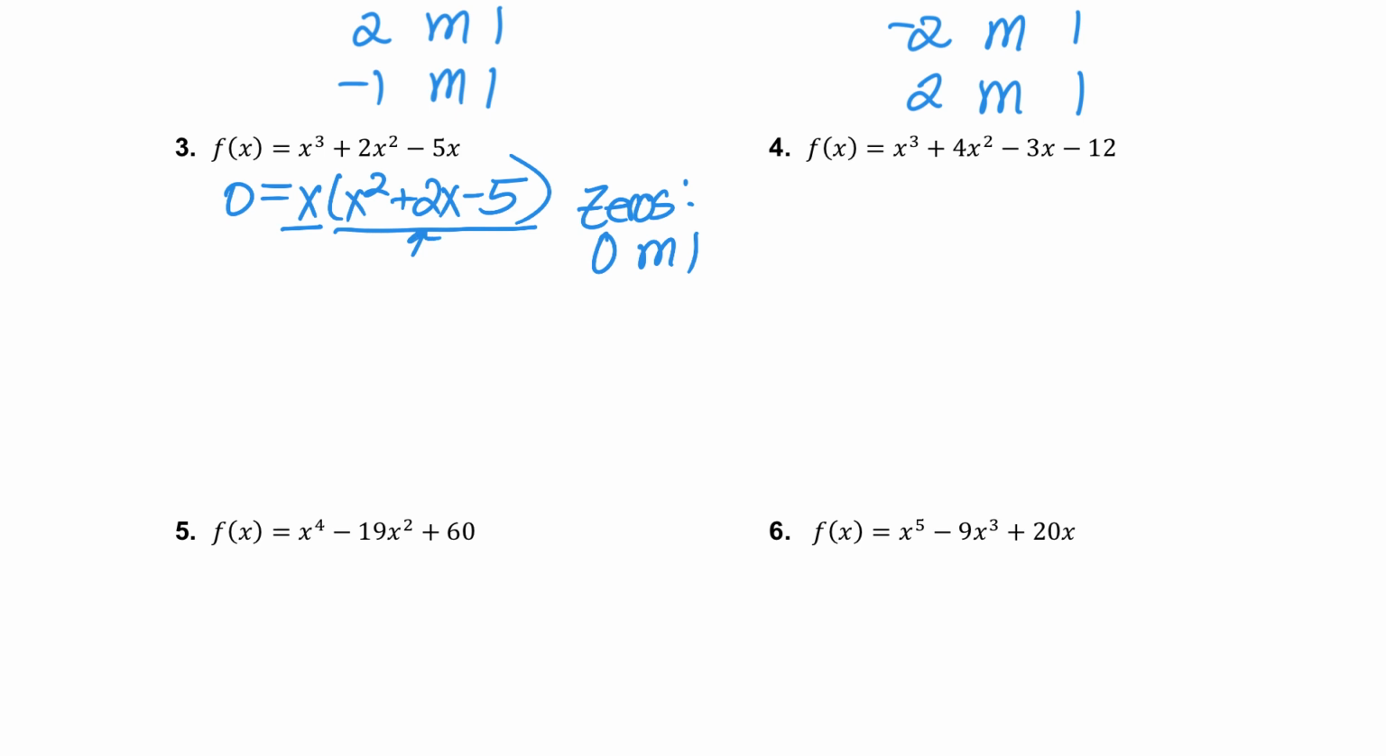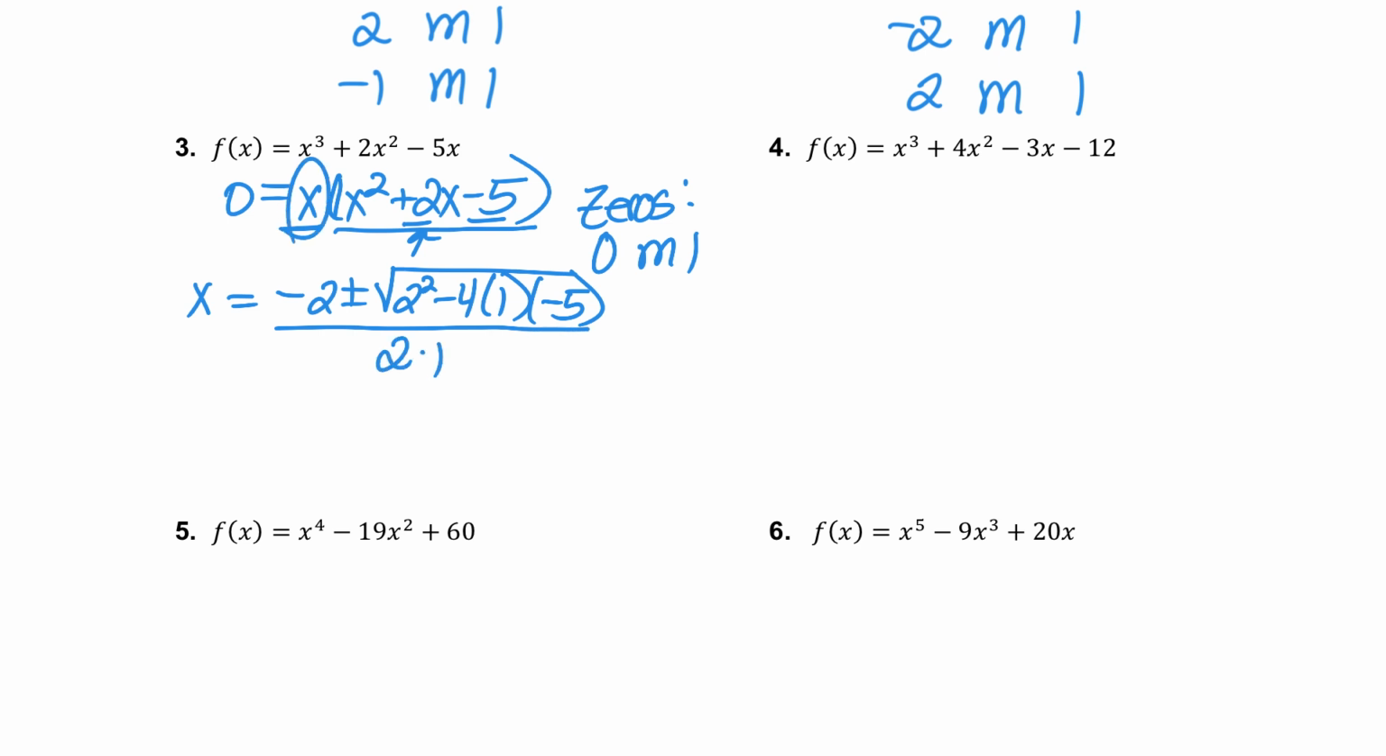Okay, but I can only solve this one with the quadratic formula. So remember, x equals negative b plus or minus the square root of b squared minus 4ac, all over 2a. So I need to use that, not forgetting the x, but it's not going to be part of my quadratic formula. So my a is the 1, my b is the 2, and my c is negative 5. So it's negative 2 plus or minus the square root of 2 squared minus 4 times a times c, which is 1 and negative 5, all over 2 times a, which is 1. So again, we're ignoring that x that we factored out front.